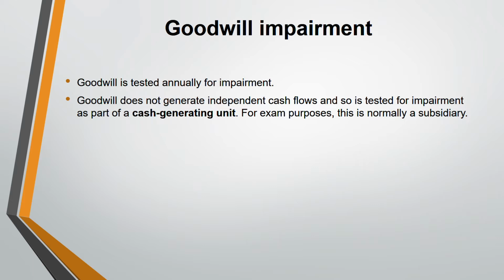And goodwill does not generate independent cash flows. Having goodwill will not give you cash flow. From there you cannot generate any cash flow. It has to be used with something else. For example, it's a part of a subsidiary, so that subsidiary is a cash generating unit. Okay, it is tested for impairment as a part of a cash generating unit. For your exam purpose, they have made it easier. This cash generating unit is a subsidiary.